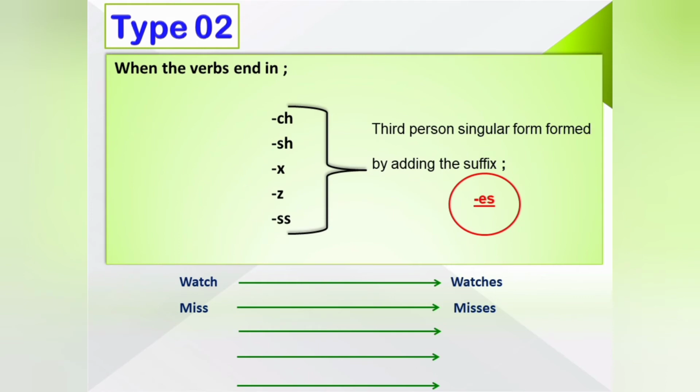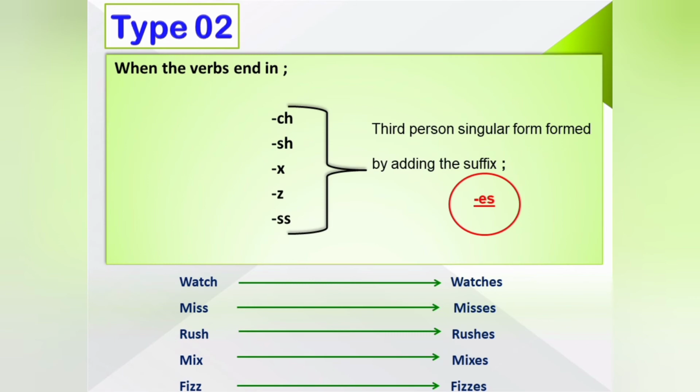The second example is miss. If you need to change the verb miss to third person singular, you have to add the suffix es. So miss changes to misses. As well, rush changes to rushes. Mix to mixes, as well, whiz to whizzes. These are the examples for type 2. Now let's move to type 3.